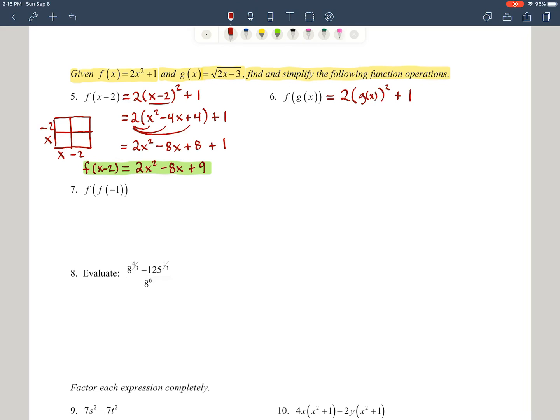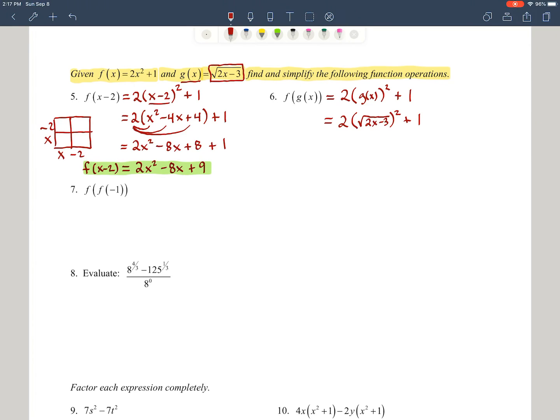Okay, but that doesn't allow us to do much here, so we're going to use the fact that g of x is really equal to the square root of 2x minus 3, and we're going to substitute that into the expression. So we're going to say 2 times our square root of 2x minus 3, that's all being squared, and then plus 1.